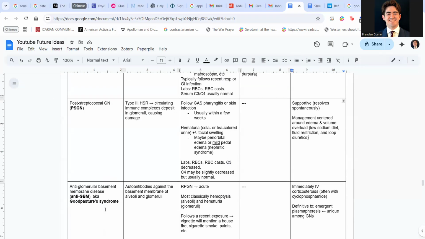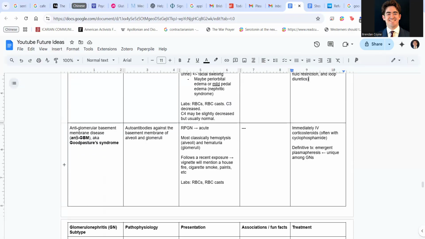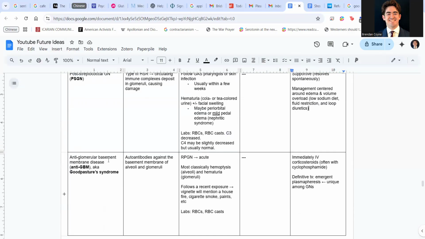The next one is Goodpasture syndrome, otherwise known as anti-glomerular basement membrane disease. This is driven by autoantibodies against the basement membrane of both the alveoli in the lungs and the glomeruli in the kidneys. This is a form of RPGN, which means it's typically going to have a very acute presentation, and it most classically causes hemoptysis, owed to the alveolar damage, and hematuria, owed to the glomerular damage.